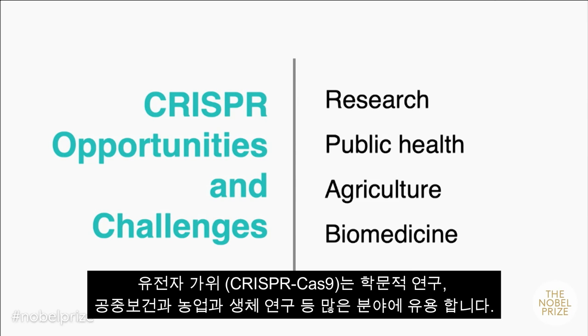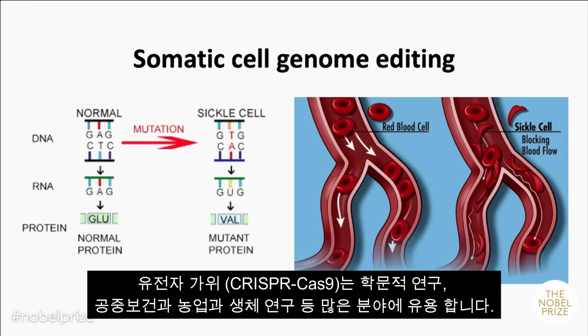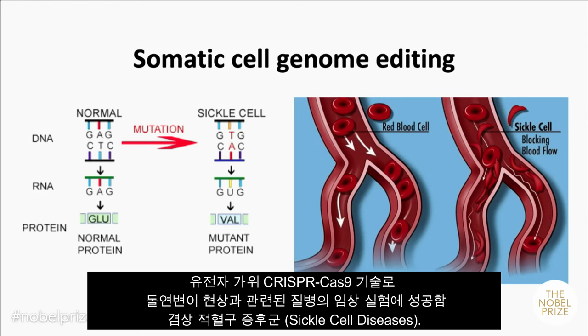Genome editing extends across all of biology. It can be used for fundamental research, but also for exciting applications in public health, in agriculture, and in biomedicine. The mutation that causes sickle cell anemia can now be corrected using CRISPR-Cas9 technology. And this is no longer a potential opportunity, but it's actually been realized by using CRISPR-Cas9 to correct the disease-causing mutation in a patient and to show that this technology is safe and effective for this kind of treatment of genetic disease.